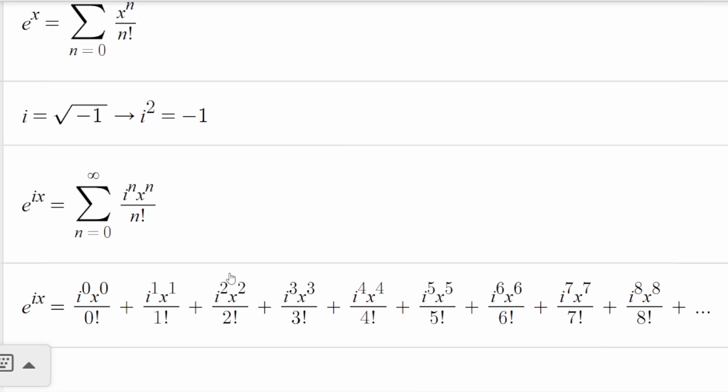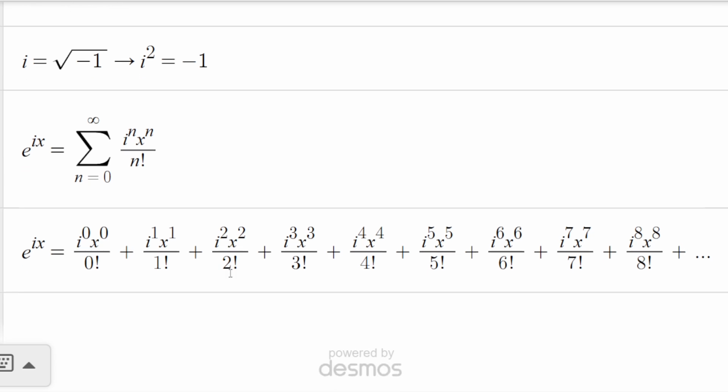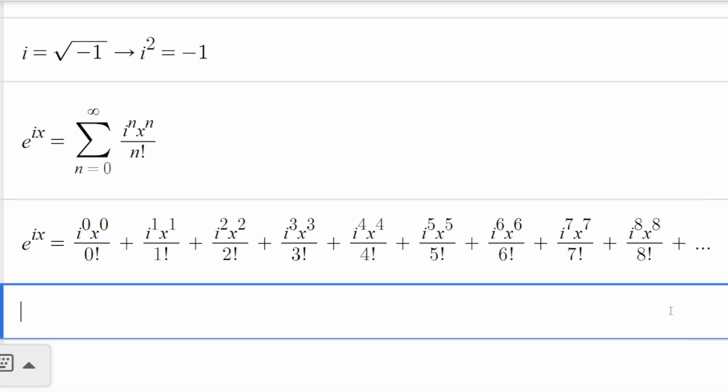So the next thing we're going to do is write out the first 9 terms of the Maclaurin series for e to the ix. And this is what you get. You can see this is the n equals 0 term, 1 term, 2 term, 3 term, and we went all the way up to the ninth term there.